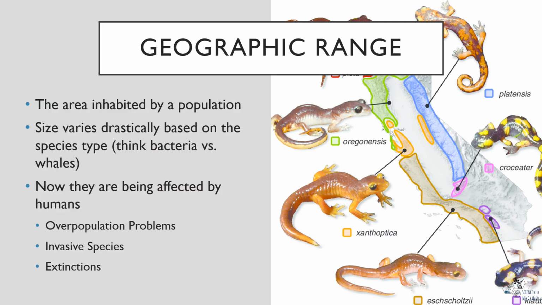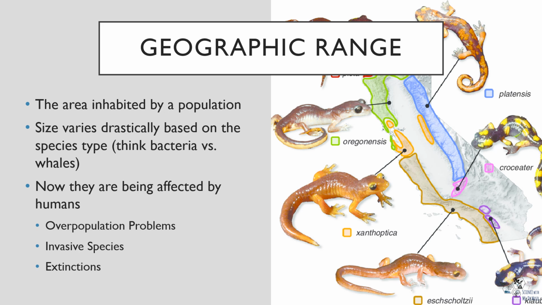So the first one is geographic range. This is the area inhabited by a population. And the size is going to obviously vary drastically based on what type of species it is. If you've got a little ant, it's not going to need to take up as much space as a population as a herd of elephants will. So there are different considerations to take when looking at the geographic range.